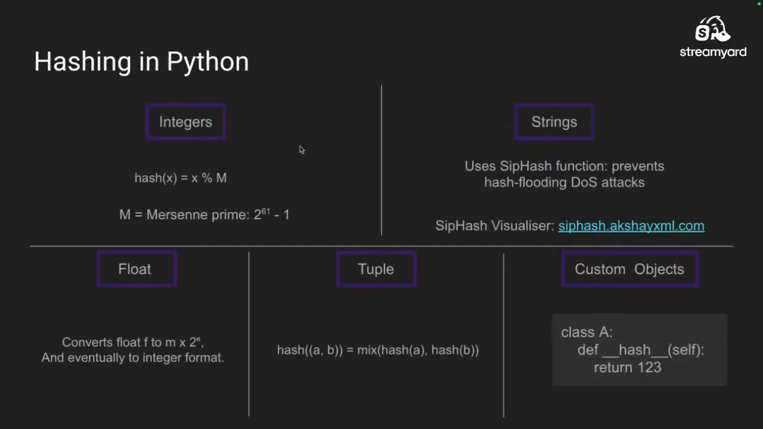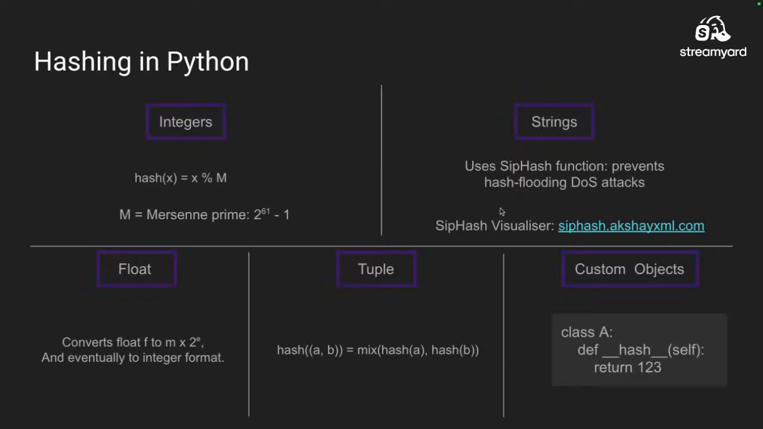Now let's see how the hashing works for different data types in Python. For integers, it is straightforward. Like I mentioned earlier, you just take the x itself. But when the size of the integer is large, the hash should be a 64-bit value. So to keep it under 64 bits, for large integers, you do modulo with a large prime number, which in the case of Python is 2 raised to 61 minus 1. That's how it works for integers.